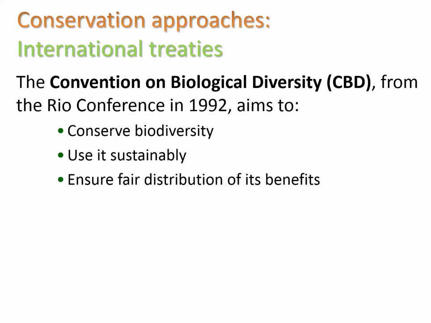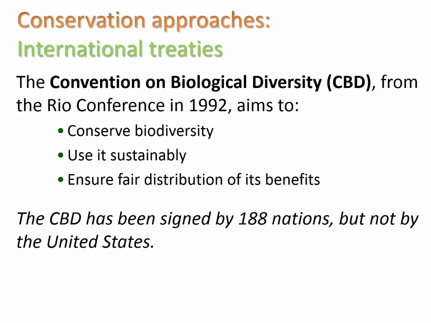There are other international treaties. This one you do not need to know. It is the Convention on Biological Diversity, CBD, from the Rio Conference. Again, it tries to conserve biodiversity and ensure fair distribution of its benefits. Meaning that we all, as humans, benefit from large biodiversity, and this should be done for all the countries that have these areas of high biodiversity. Okay, and so the CBD has been signed by 188 nations, but not by the US.